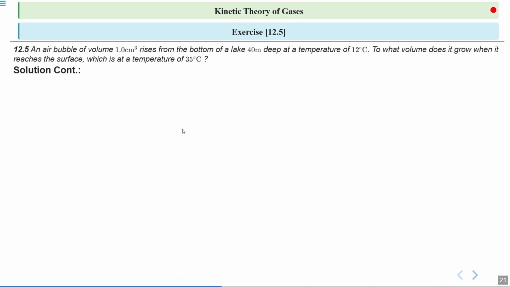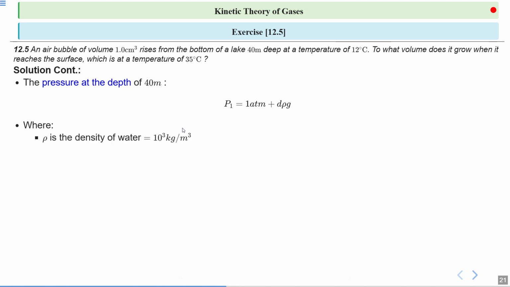So the pressure at the depth of 40 meter, P1 is equal to 1 atm plus d rho g. Here P1 represents the total pressure at the depth. Now the terms here: rho is the density of water, that is 10 raised to the power 3 kilogram per meter cube. g is the acceleration due to gravity, equal to 9.8 meter per second square.